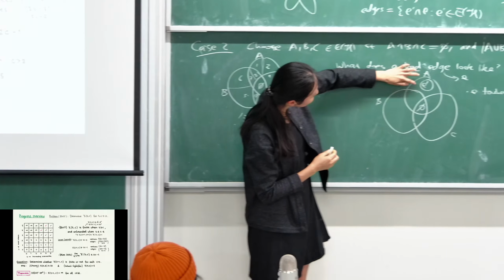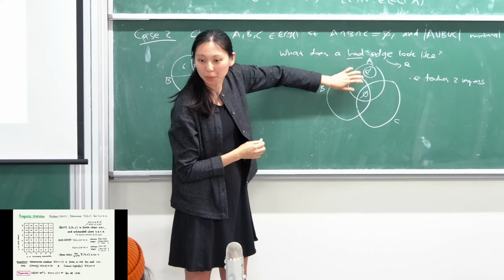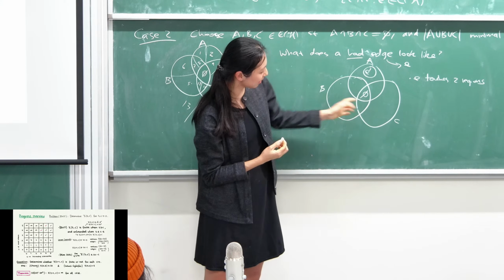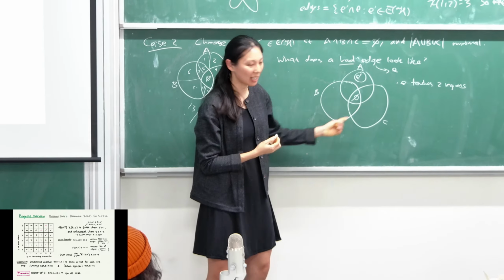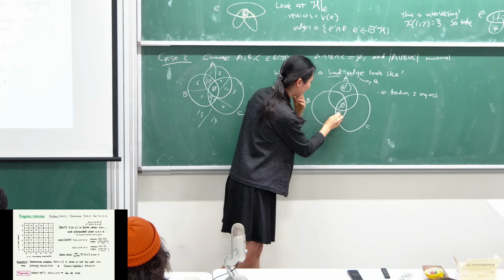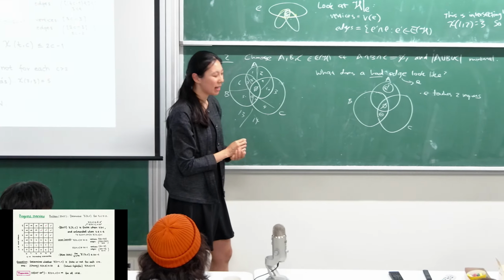Okay, so we've decided we have to have part of E inside A. Where can the other part be? So again, it can't be in B, because then it doesn't intersect C at all. It also can't be in C, because then it doesn't intersect B at all. So it can really only be here. This is E double prime. Right, this is the only way a bad edge can look now.